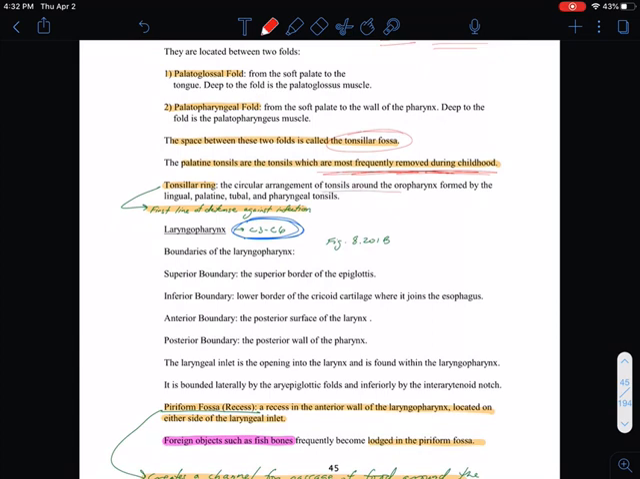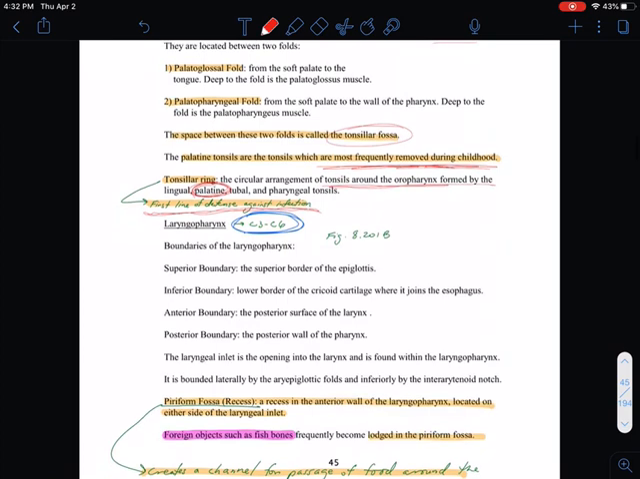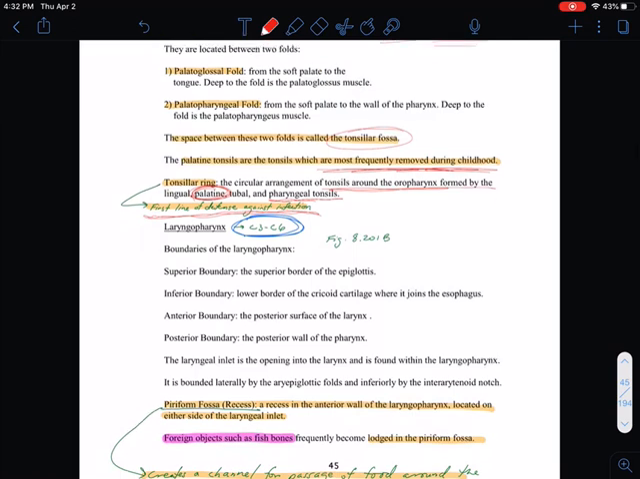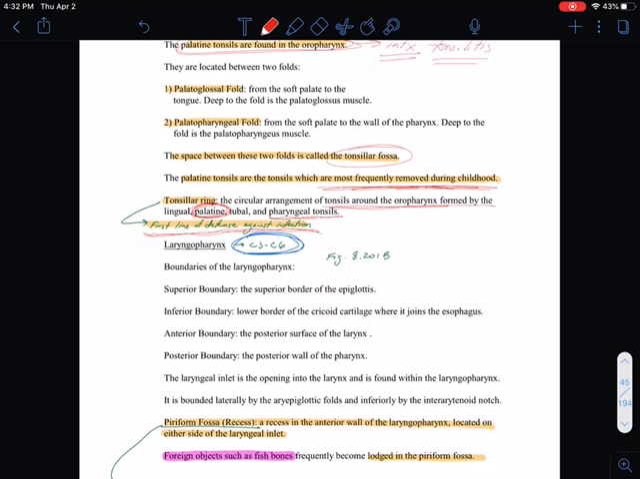It's a circular arrangement of tonsils around the oropharynx formed by the lingual, palatine, tubal, and pharyngeal tonsils, so they all combine to form this ring. The reason they're there is to act as a defense against infection, but we know palatine is usually the culprit for tonsillitis. And then every once in a while we worry about our pharyngeal, which is our adenoids, and they can get enlarged, inflamed, and block our breathing. Again, hopefully the last time I have to say it, know your tonsils.